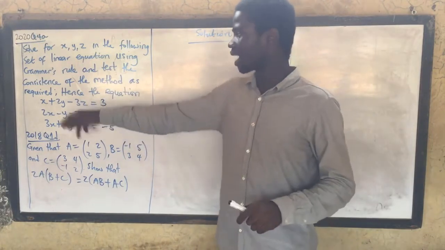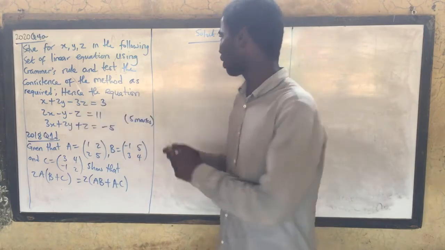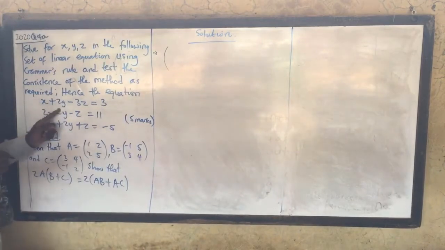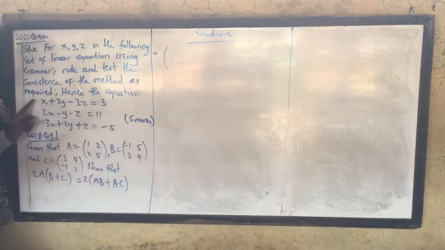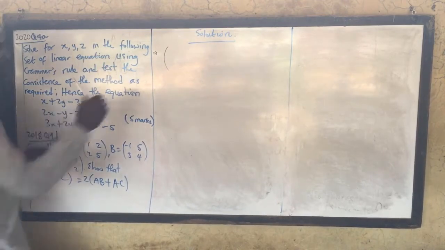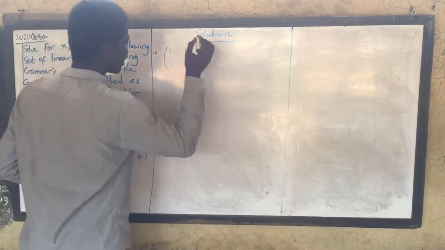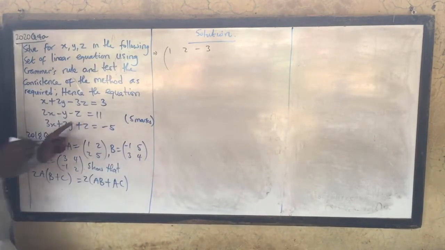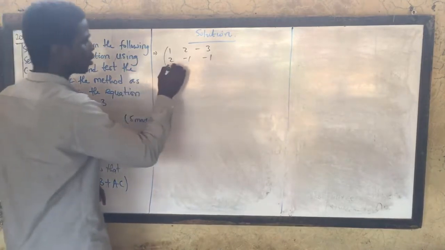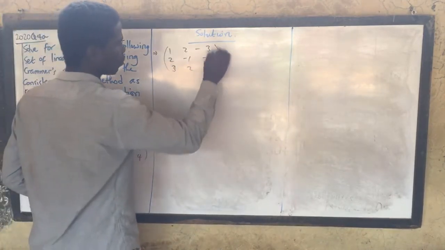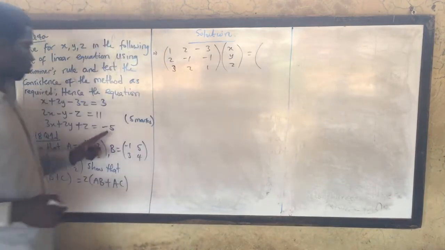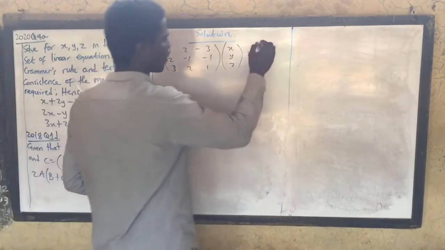Now, write this in terms of the matrix of coefficients. The coefficient of x is 1, of y is 2, of z is minus 3. So 1, 2, minus 3. That's how you write it. Then 2, minus 1, minus 1. Then 3, 2, 1. Then you have x, y, z is equal to 3, 11, minus 5.